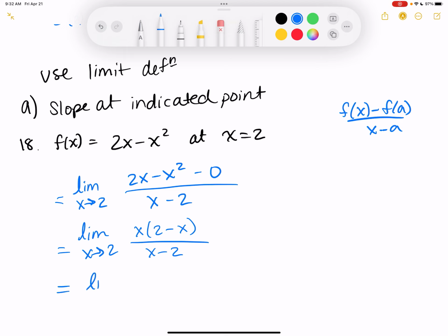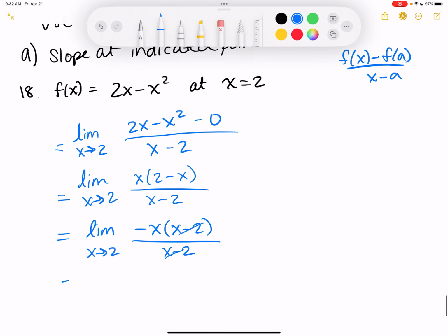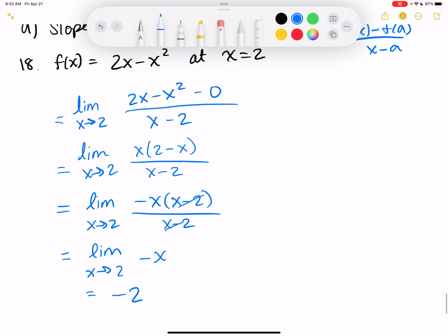So this would be the limit as x approaches 2 of negative x times x minus 2 over x minus 2. And the reason I wrote it like this, I just flipped it so that when I changed the sign, the negative was in the middle. So then that cancels. So the limit as x approaches 2 of negative x would just be equal to negative 2. So this is the slope, which will end up being my slope of my tangent line.